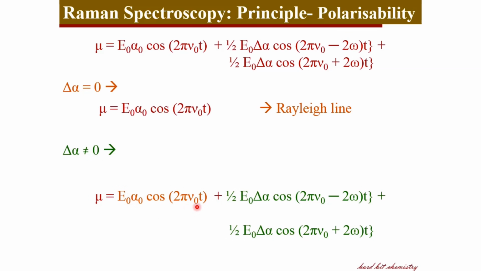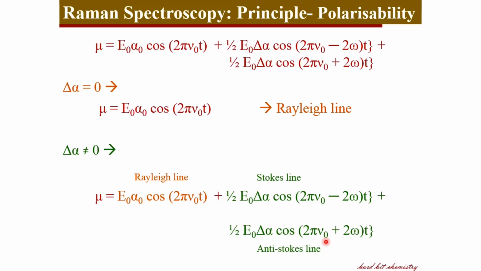And on the other hand, if delta alpha is non-zero, all the three terms of the equation become valid, and we can see that the first part of the equation contains the nu zero, that is the frequency of the incident radiation, and that corresponds to the Rayleigh scattering, whereas the second and third parts are valid when there is a change in polarizability delta alpha. And you can see that in this second part of the equation, the frequency becomes slightly less than the incident frequency nu zero, and that corresponds to the Stokes line. And in the third part, the frequency becomes slightly higher than the incident frequency nu zero, and that corresponds to the anti-Stokes lines.